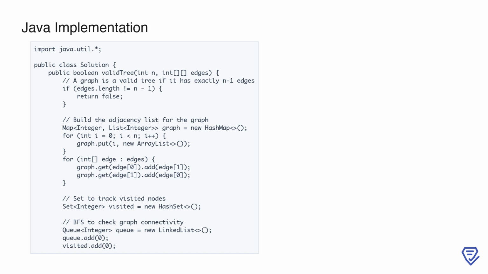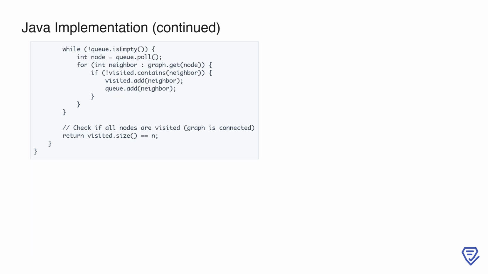We use a queue to manage the BFS traversal, adding the starting node to both the queue and the visited set. As we process the BFS traversal, we continue by polling nodes from the queue one by one. For each node, we iterate over its neighbors in the adjacency list. If a neighbor has not been visited yet, we mark it as visited by adding it to the visited set and enqueue it for further exploration. This process ensures that we traverse all reachable nodes in the graph.